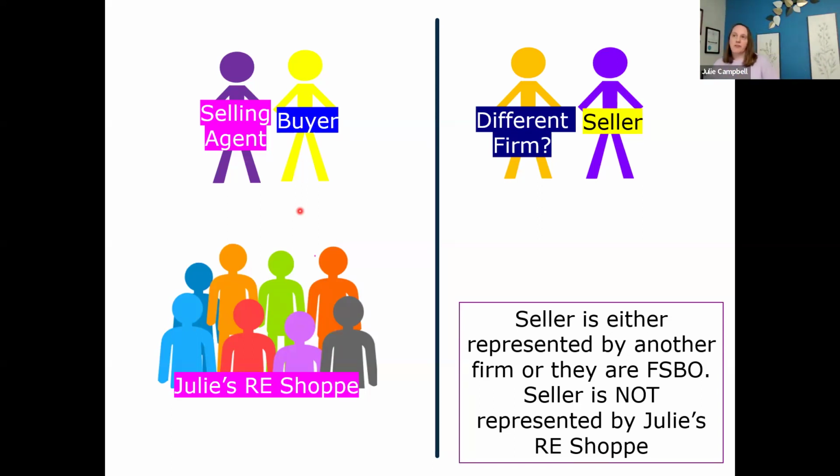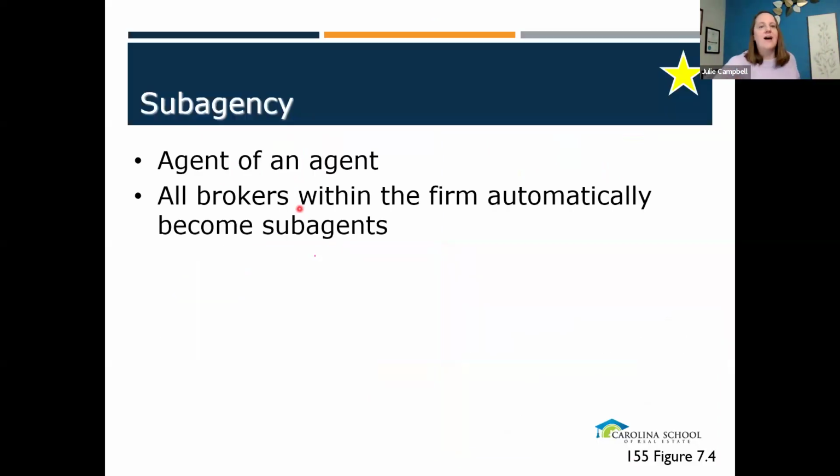Another type of agency relationship is something called subagency. And before I flip the slide, I need everybody to understand that subagency can come in one of two different forms. So let's talk about the first form of subagency, the one that we see the most often, the one that we see every single day, the one that's implied by this slide. Subagency, that prefix sub means under. So a subagent, an agent of an agent.